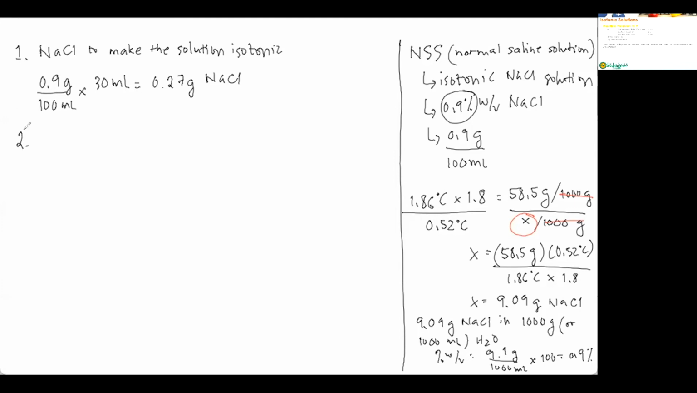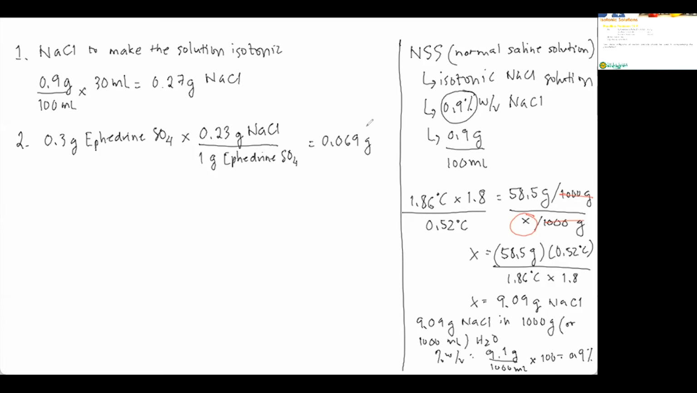The next thing that you will do is determine the amount of sodium chloride that is represented by the amount of the ephedrine sulfate that is present in the solution. In the solution, we have 0.3 gram of ephedrine sulfate. And based on the problem, the E value of ephedrine sulfate is 0.23. So we multiply this value by the quantity of ephedrine sulfate present in the solution, because 0.23 is the number of grams of sodium chloride considered to have the same tonic effect as 1 gram of ephedrine sulfate. So multiplying these two values, what we get is 0.069 gram of sodium chloride represented by the quantity of ephedrine sulfate.